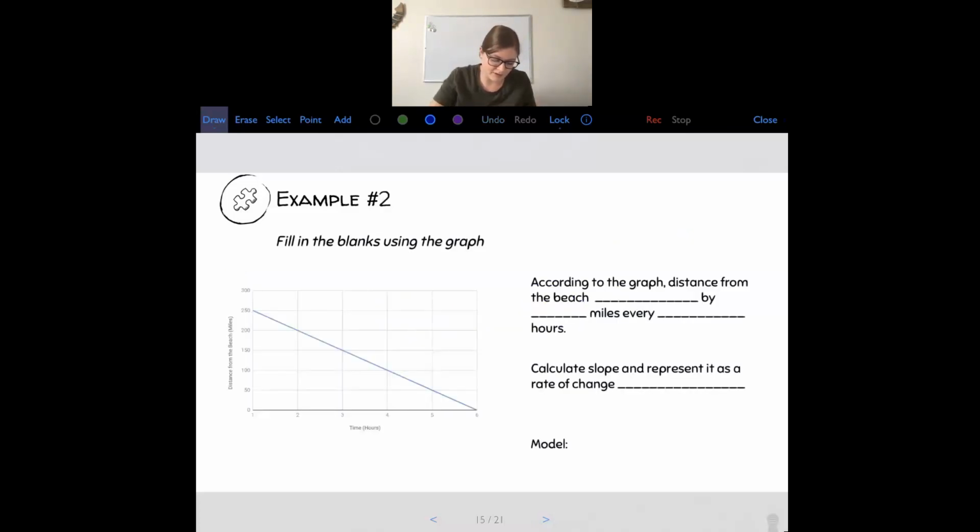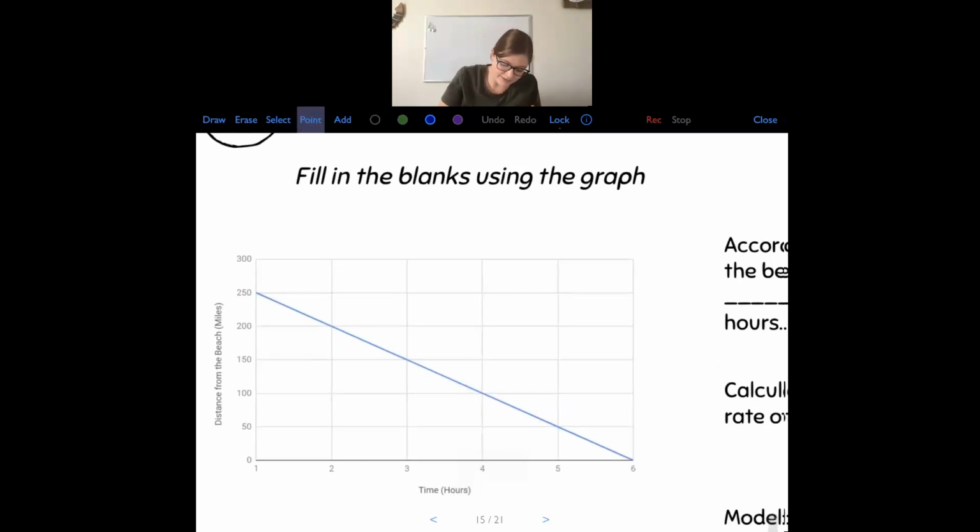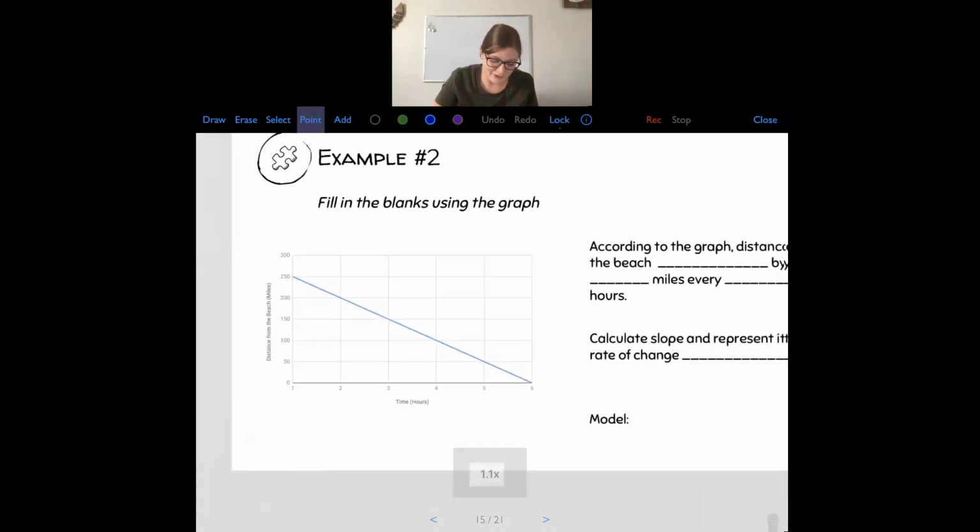So I'm going to zoom in on the graph. Okay, so our independent variable is time, and it's measured in hours. Our dependent variable is distance from the beach. So it looks like this person is driving from their house or from some starting point to the beach. So at 1 hour, they are 250 miles from the beach. And as they're driving at 6 hours, they're 0 miles from the beach, which means that they have arrived there.